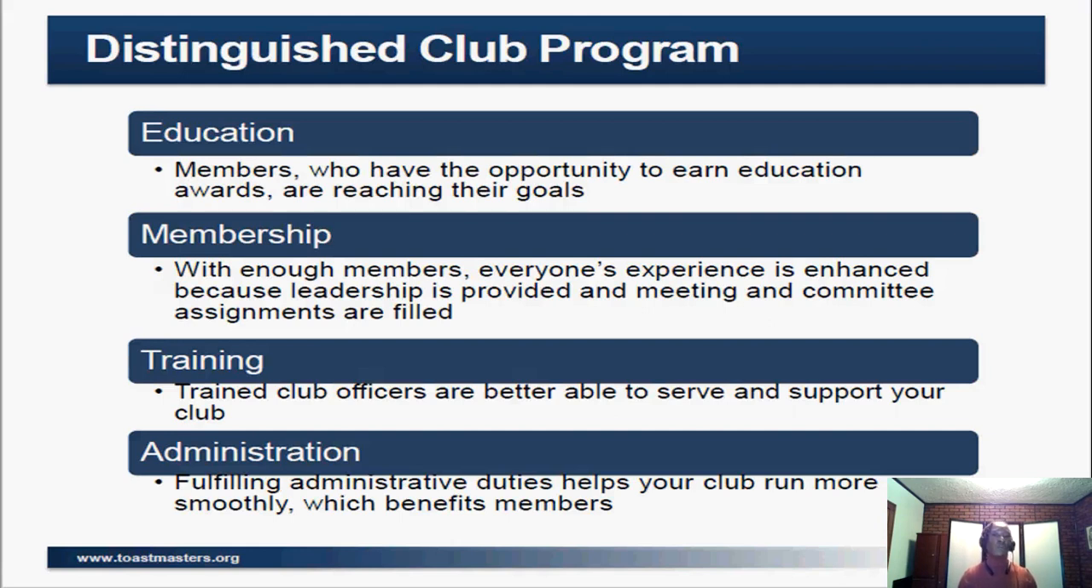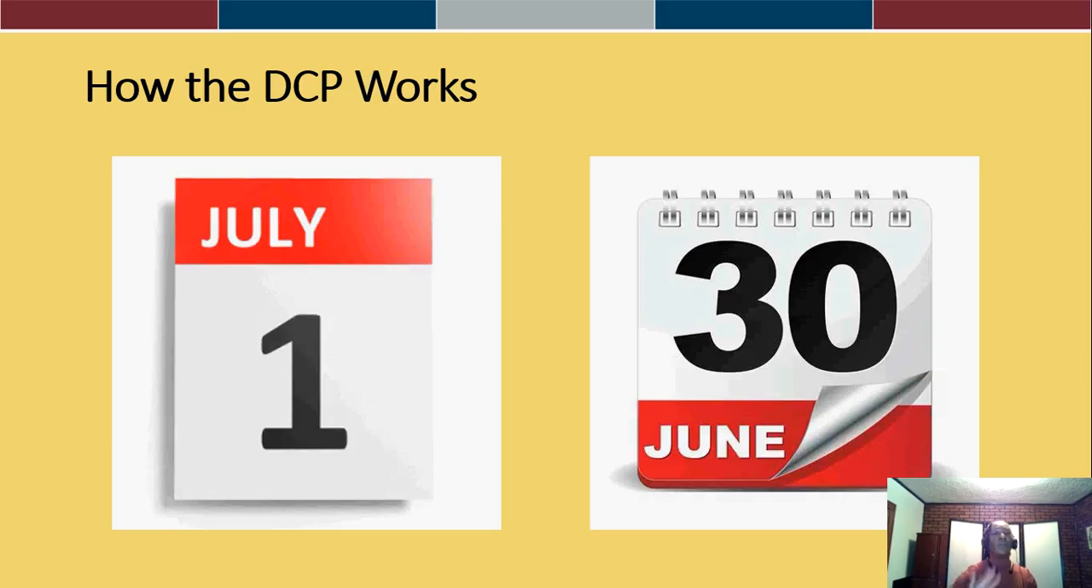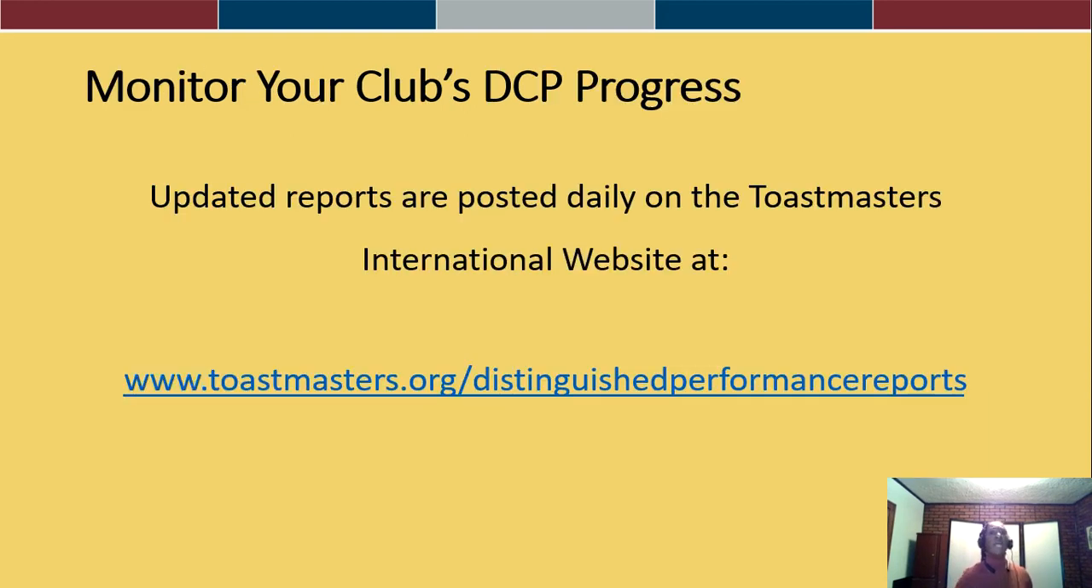So that's the last goal to achieve in the Distinguished Club Program. Some of your clubs are already familiar with the fact that the Distinguished Club Program starts on July 1st and ends on June 30th. That is every single year without fail. The Distinguished Club Program is also being tracked every single day by Toastmasters International.